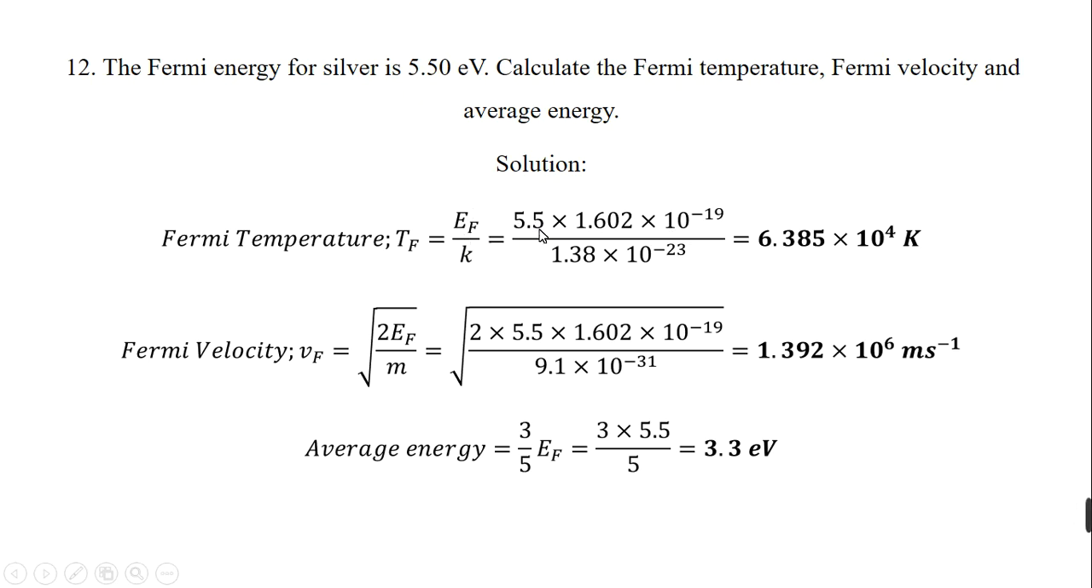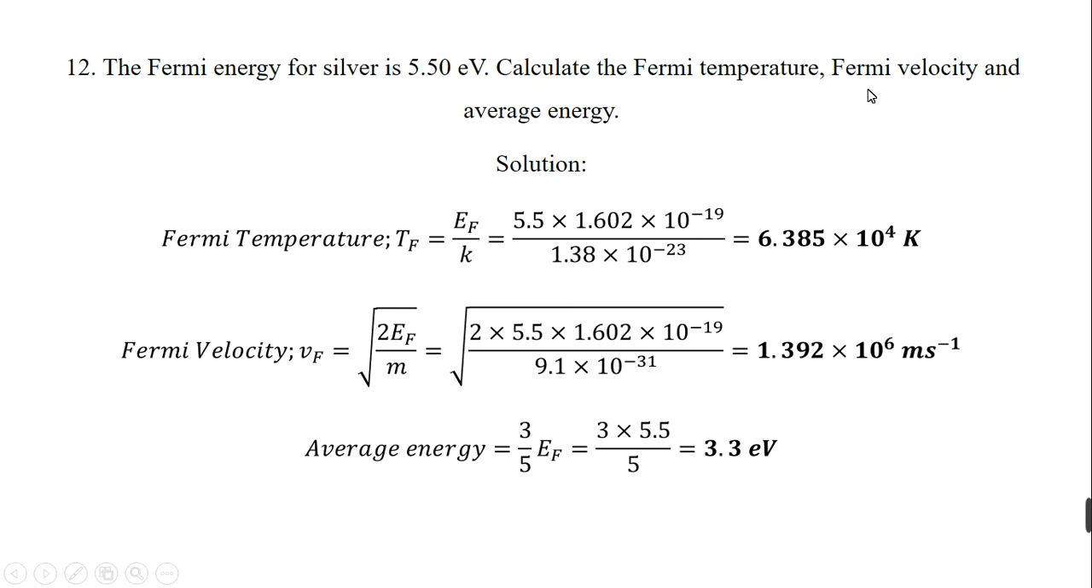So in place of E, you write down 5.5 into 1.602 into 10 raised to minus 19. The Boltzmann constant value will be 1.38 into 10 raised to minus 23. While solving the problem, you have to remember the basic values like Planck's constant, charge of an electron, mass of an electron, and Boltzmann constant. Usually the problem will mention them. If they have not mentioned them, you should be able to use these values for your calculations. Please do the calculation. We will get the temperature as 6.385 into 10 raised to 4 kelvins.